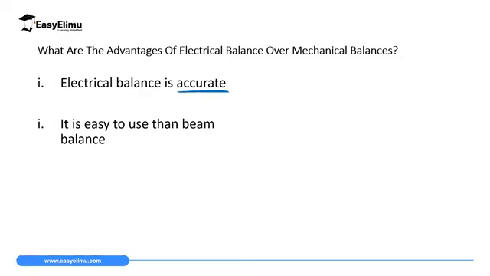Accurate means it can measure even some milligrams, because it has a digital scale. And then another advantage of electrical balance over mechanical balance is that it is easier to use than a beam balance. This one has a scale you don't even struggle to use. So long as you put your solid there, the one that you want to measure its mass, it will just indicate on the scale the mass that you have.